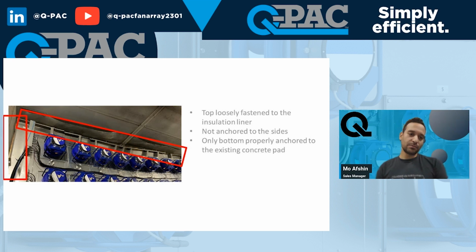If you can see on the left of that picture, they basically had no support on the left or the right. It was replacing an existing fan that was on very robust concrete pads. So the bottom of the fan array was very well anchored, but they didn't have good support on either side of the fan array. And the top was not really anchored well. It was anchored basically to the liner and the insulation, and not to something structural.